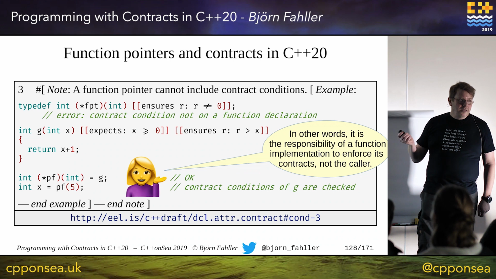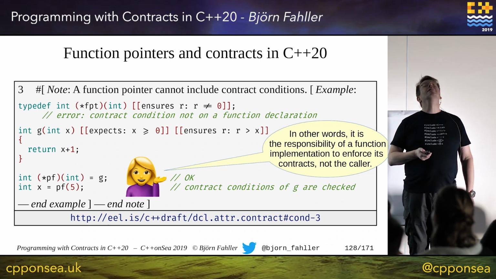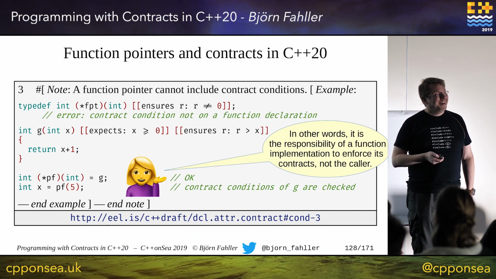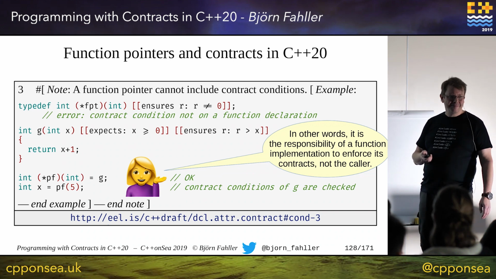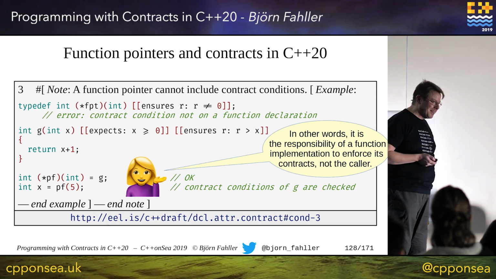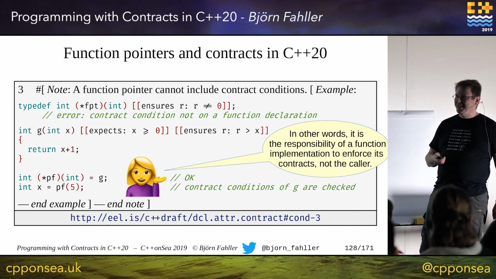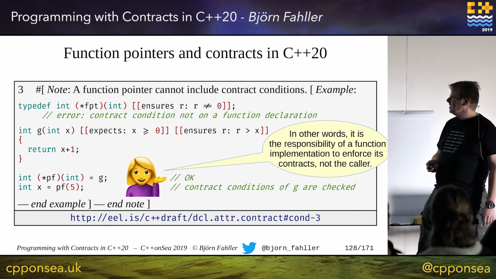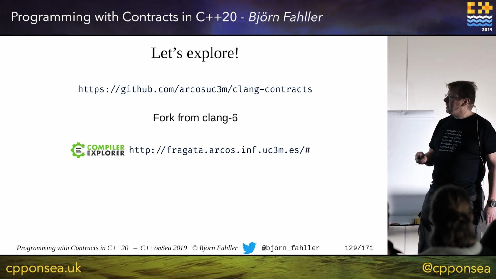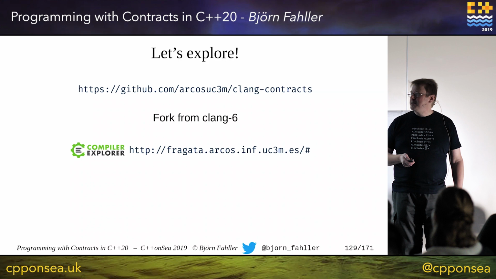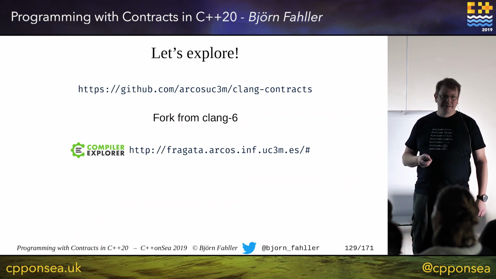Can you put contracts on lambdas? Can I put contracts on lambdas? I don't know. I would think so, but I don't know. Too many square brackets. Too many square brackets, yeah. That is a point. There are other issues with attributes on lambdas, though.